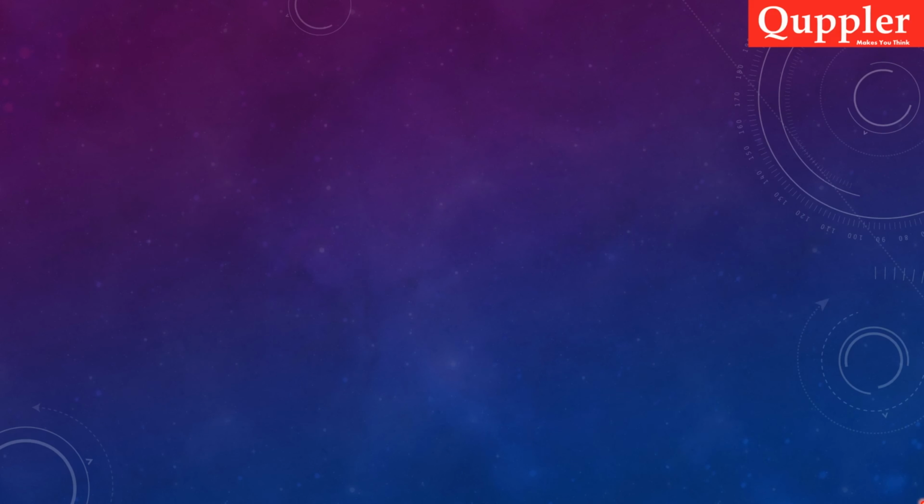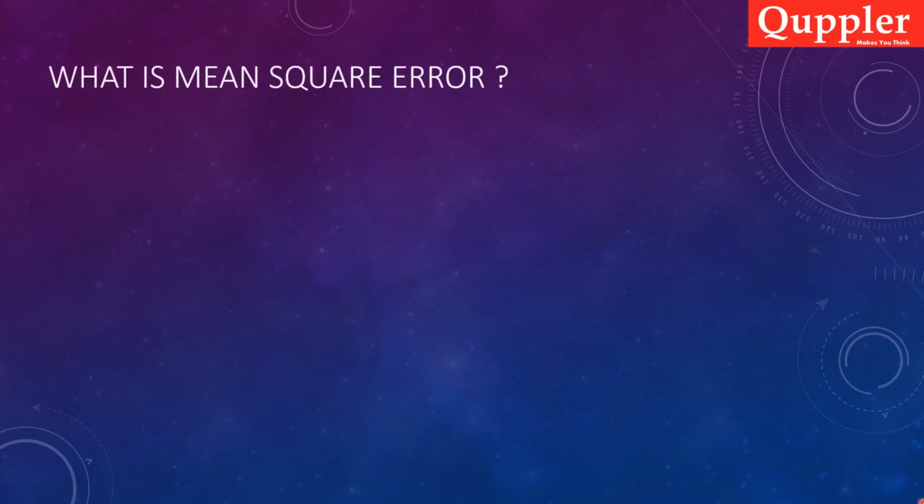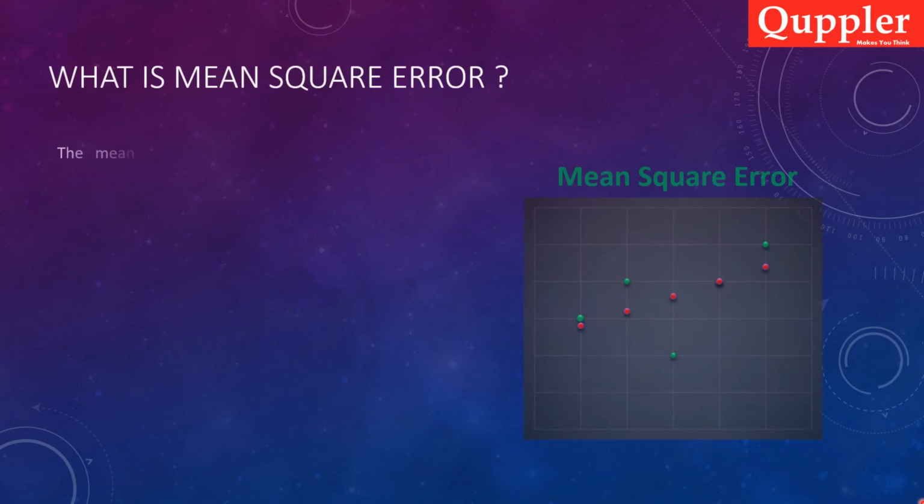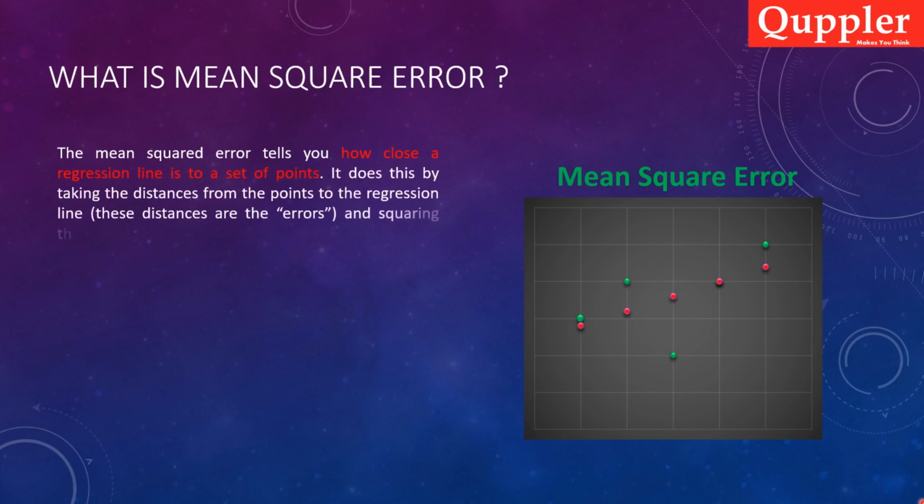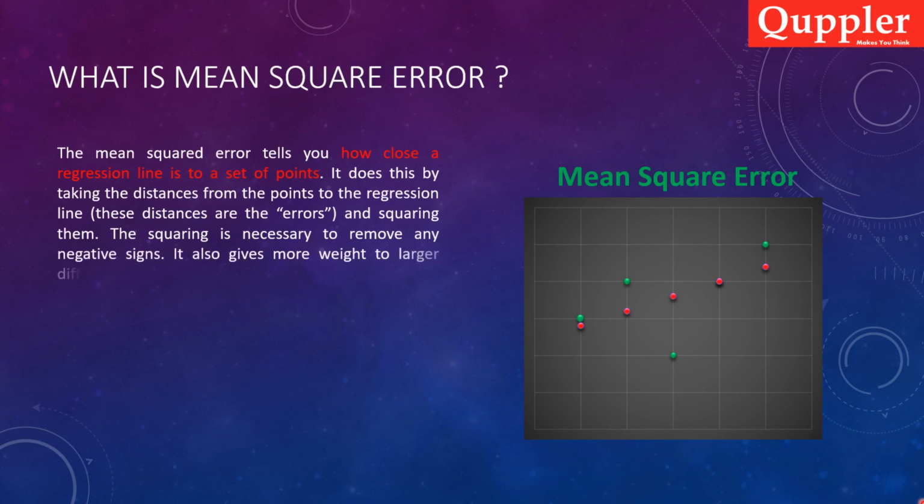So let's move ahead. The very first type of evaluation metric we're going to discuss is mean square error. Mean square error basically tells you how close your regression line is to the set of points. And how do we get the regression line? That is based on your predicted values over any data set.